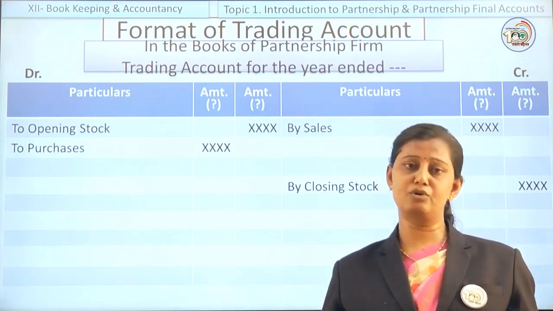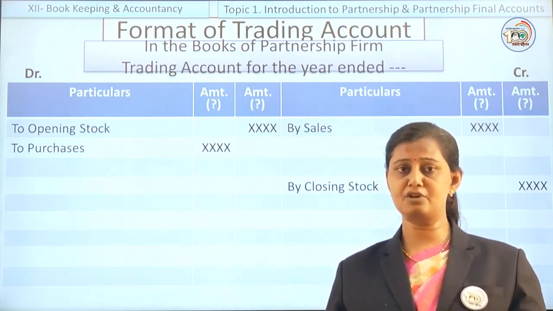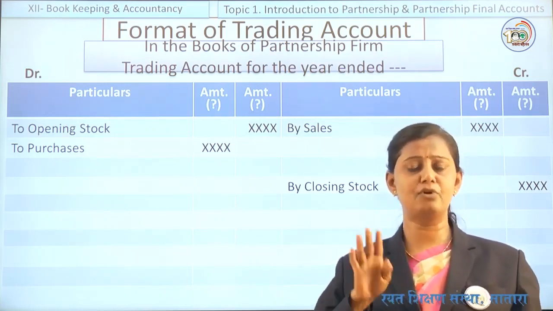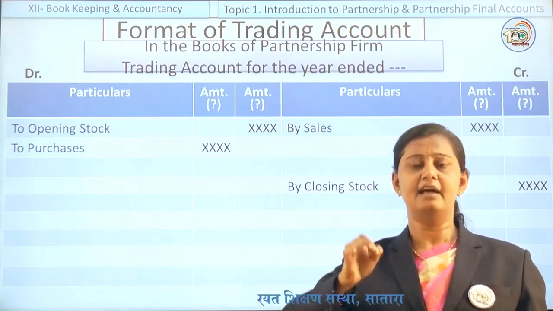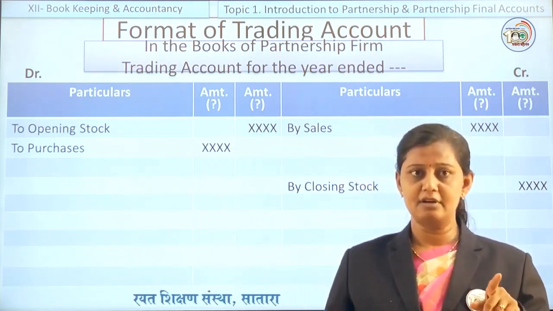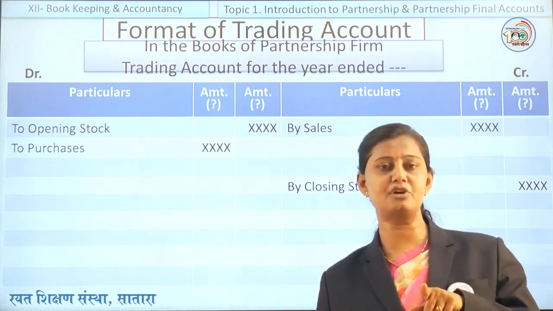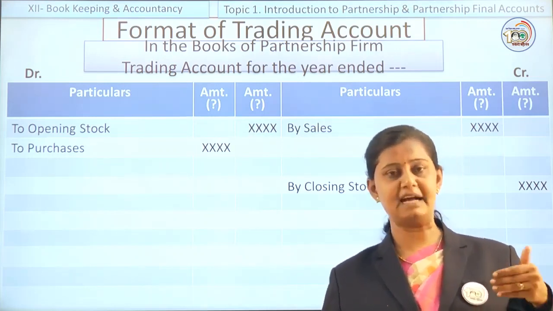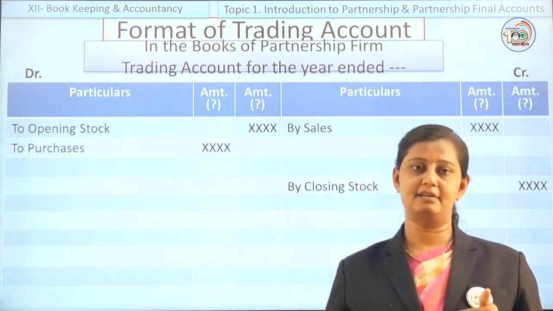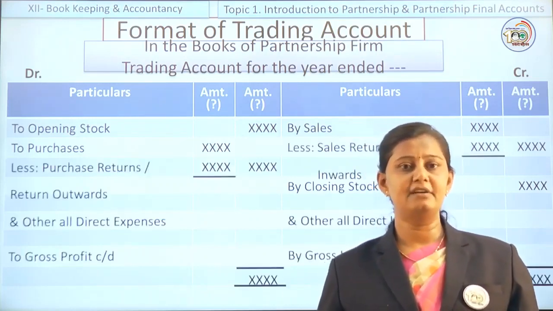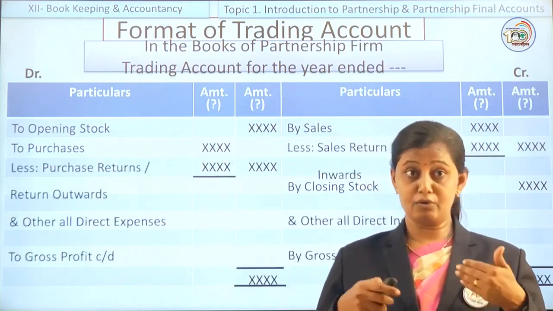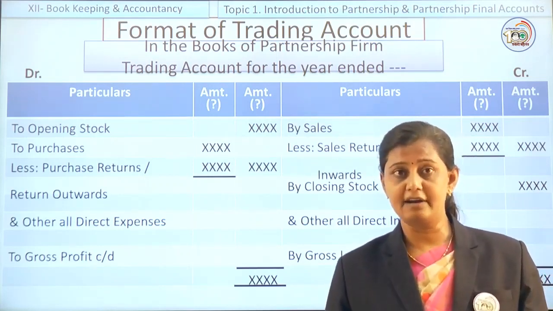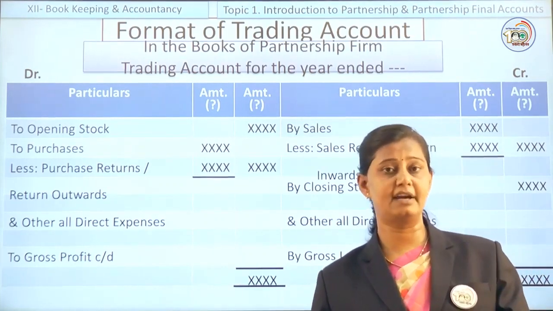Fourth item is closing stock. Closing stock, stock in hand at the end of the year, that is unsold goods. So these 4 items are compulsory in trading account. To opening stock, trading account debit side. By closing stock, trading account credit side. To purchases, trading account debit side. By sales, trading account credit side. So in this way we complete the trading account format, including all direct expenses and all direct incomes recorded on the trading account debit side and trading account credit side.